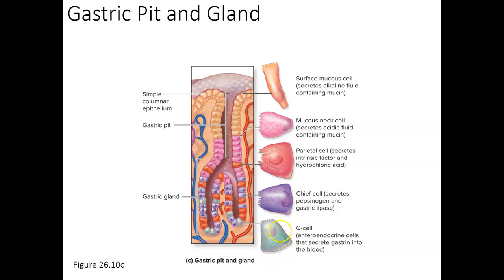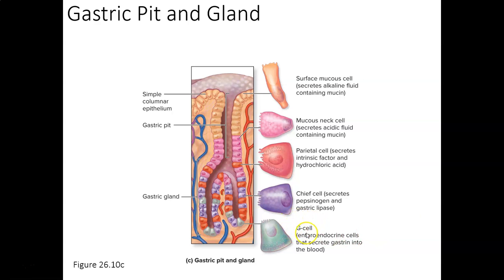The last type of cell is the G cell, and this G stands for gastrin. Gastrin is a type of hormone that's secreted by the stomach. So it is considered an enteroendocrine cell. Remember, entero means intestine, right? And endocrine means hormone-secreting cells.